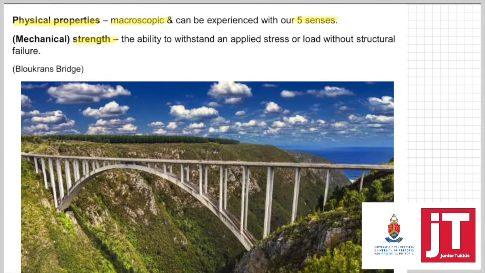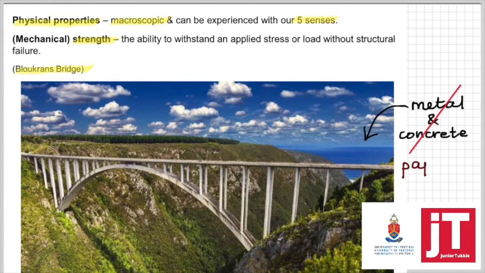So here I'm referring specifically to mechanical strength because you're going to soon find out that in chemistry and physics we have different types of strengths. Below I have a picture of a bridge. Now a bridge would be made up of metal and hard concrete because these are strong materials.